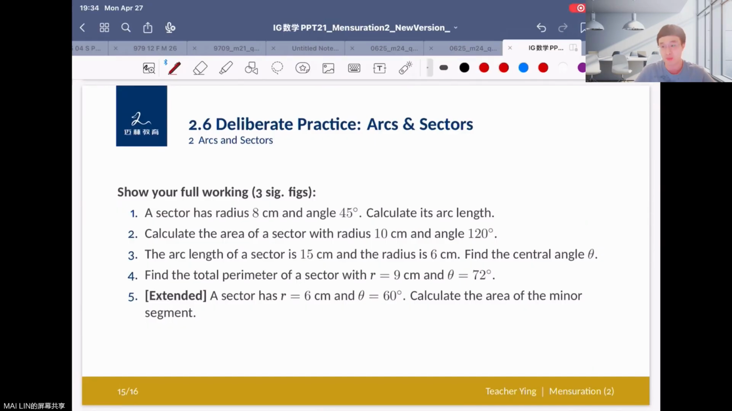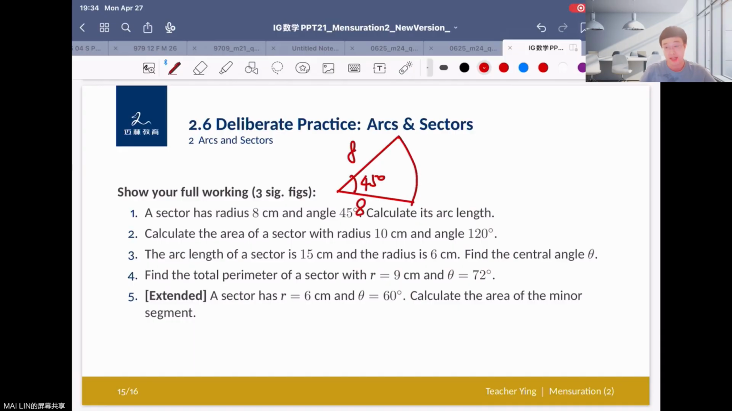But if you want to follow with me, you can keep on going, okay? So for the first problem, it said the sector has a radius of 8 centimeter and angle 45 degree. Calculate the arc length, right? So you can try to draw the arc at the first time, okay? That is angle here, and we can say angle equals 45 degree. And the radius is 8 centimeter, right?